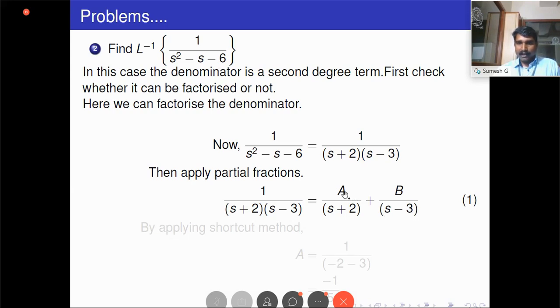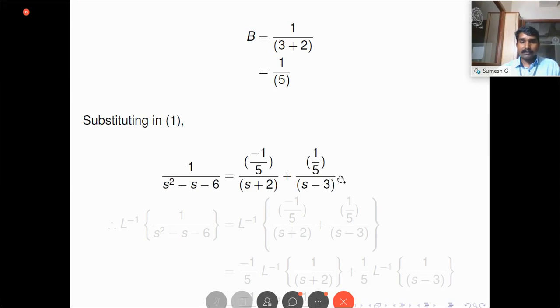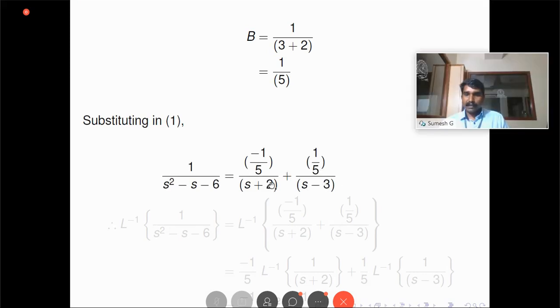To find a and b, we can apply the shortcut method. So a is obtained by substituting s equal to minus 2 in the left side. So a equal to 1 divided by minus 2 minus 3. So a is minus 1 by 5. So b equal to 1 by 5. Substituting these values in equation 1, we obtain the expression like this. Now the denominator becomes a single term only.